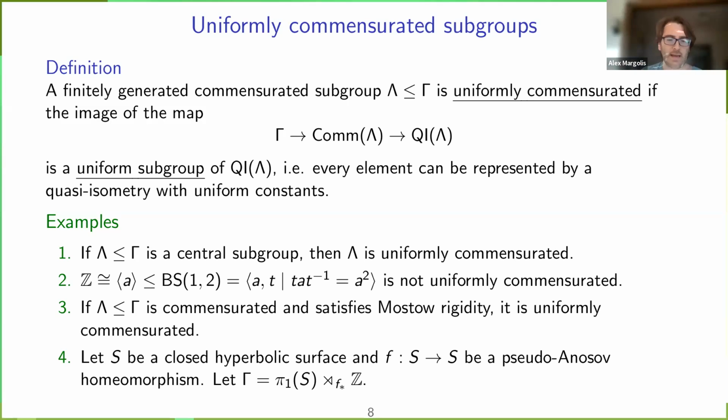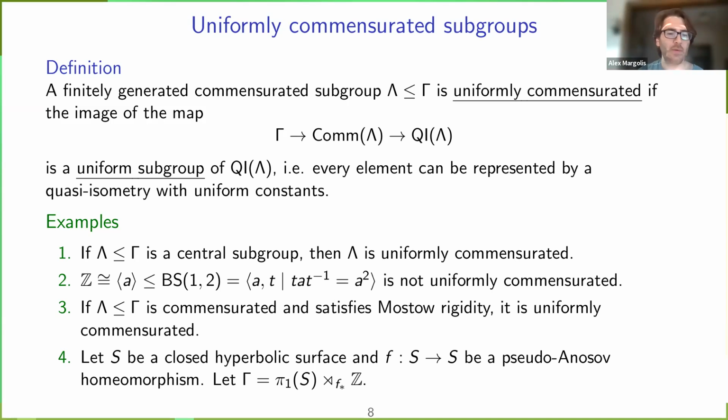And finally, another non-example: if we have a closed hyperbolic surface and a pseudo-Anosov homeomorphism, and then we look at the fundamental group of the mapping torus associated to this map F, then we get the surface group extension of pi1 S by Z, and the action of F on pi1 S distorts everything by a lot. And so if we take larger and larger powers of F, we get worse and worse quasi-isometry constants. So this is a normal subgroup, therefore a commensurated subgroup, that's not uniformly commensurated.